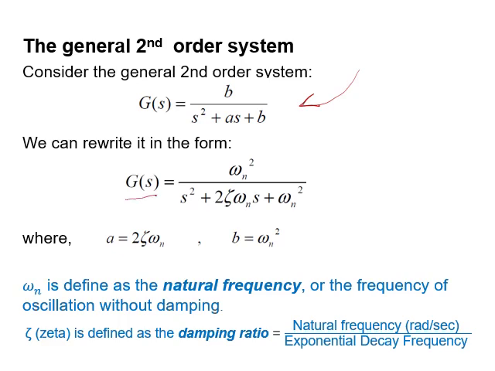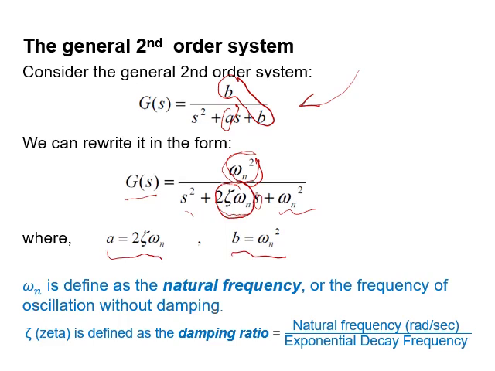Like this format, we will write it as G(s) equal to omega n squared over s squared plus 2 zeta omega n s plus omega n squared. Of course, I think it's very clear. You notice that B here is written as omega n squared, and then A is given here as 2 zeta omega n. So A equals 2 zeta omega n, B equals omega n squared.